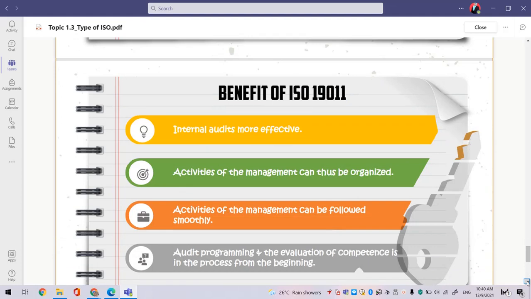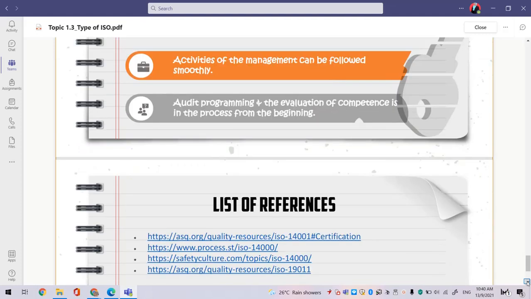And finally, what are the benefits of ISO 19011? Number 1 is internal audits will become more effective when you apply ISO 19011 as your guideline during the audit process. And activities of the management can thus be organized and followed smoothly because you already have your own guideline based on ISO 19011. And finally, the audit programming and the evaluation of competence in the process from the beginning.